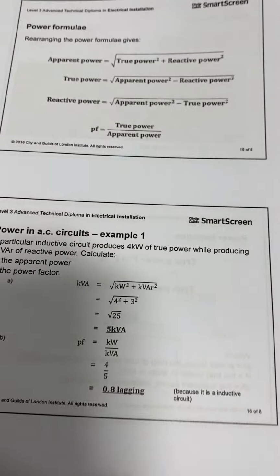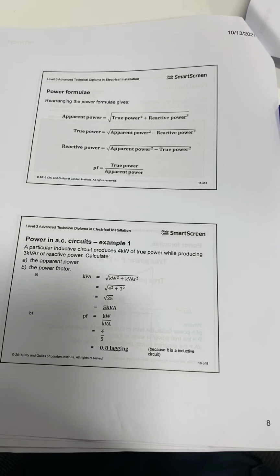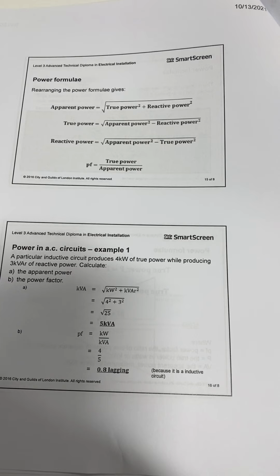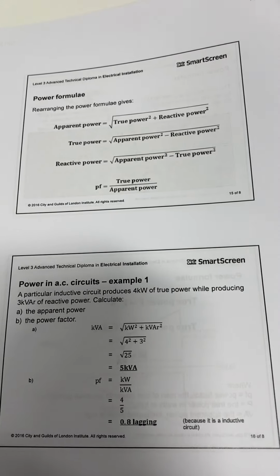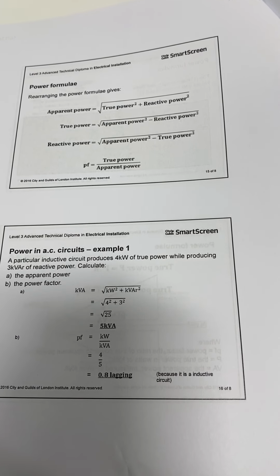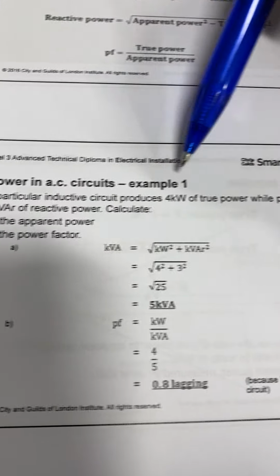I always like referring back to the triangle personally because it just makes me think of where everything needs to go. So my first point of call is to start putting the values onto this triangle. On this question, what is my true power? 4 kilowatts. They haven't given me my apparent power, so I'm not going to put anything down for that, but they have given me my kVAR. 3.